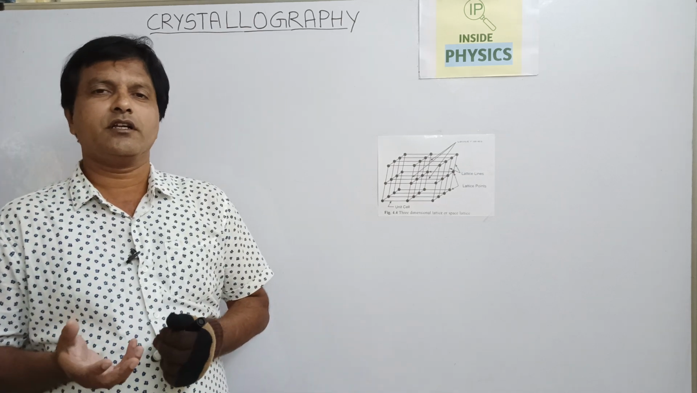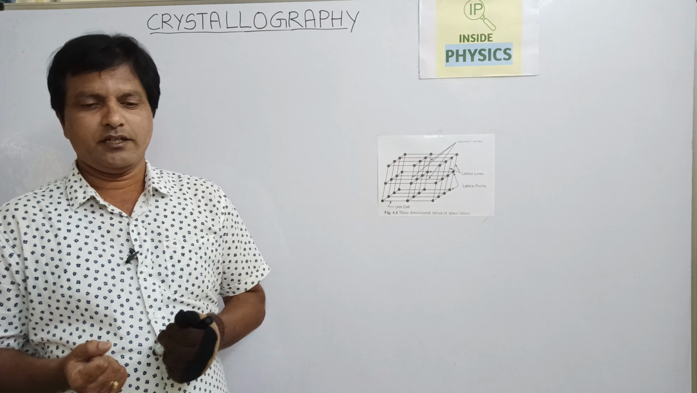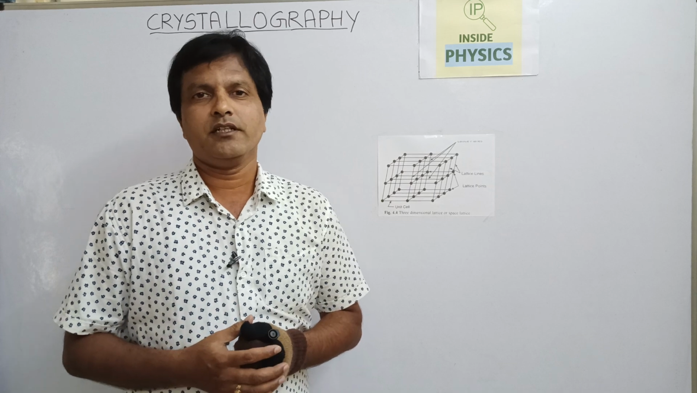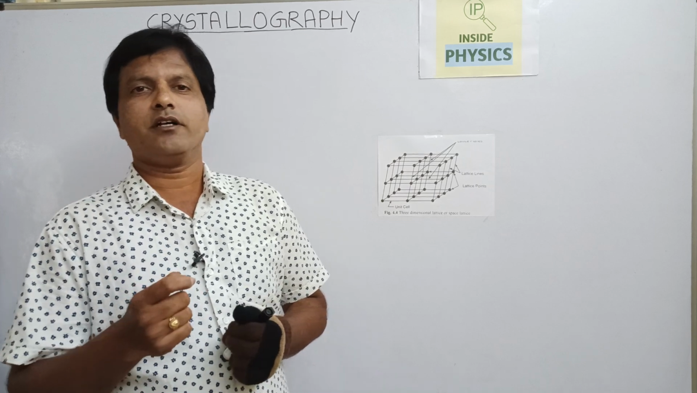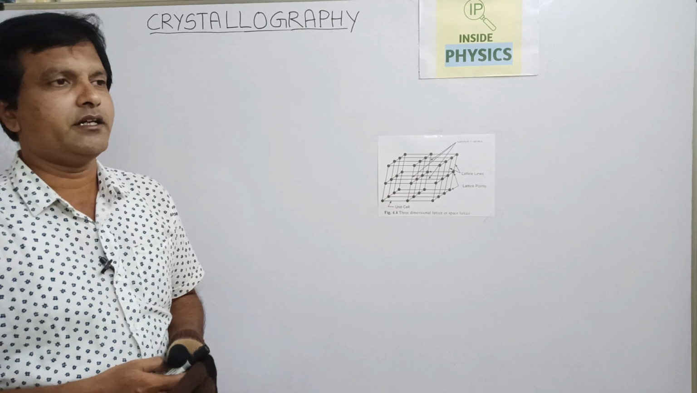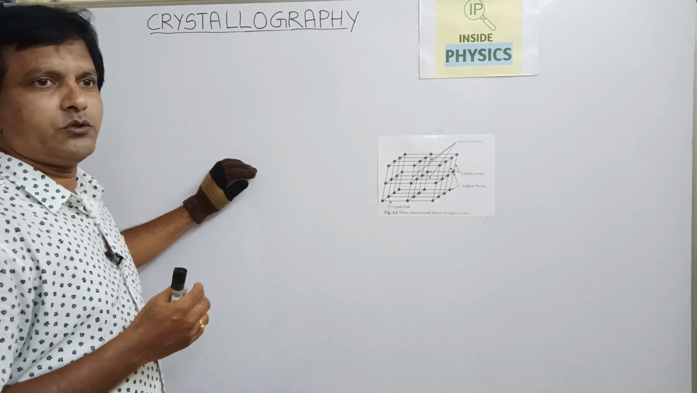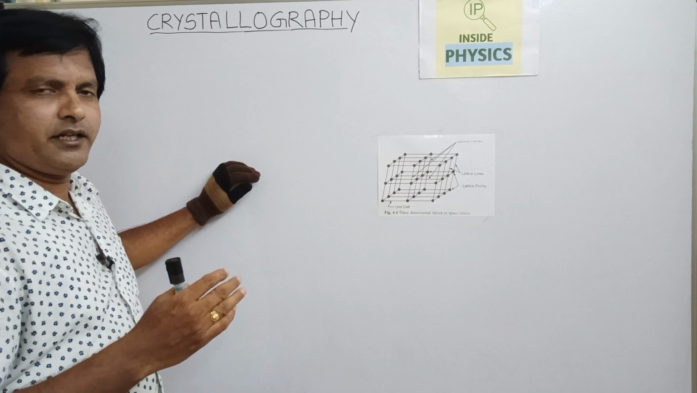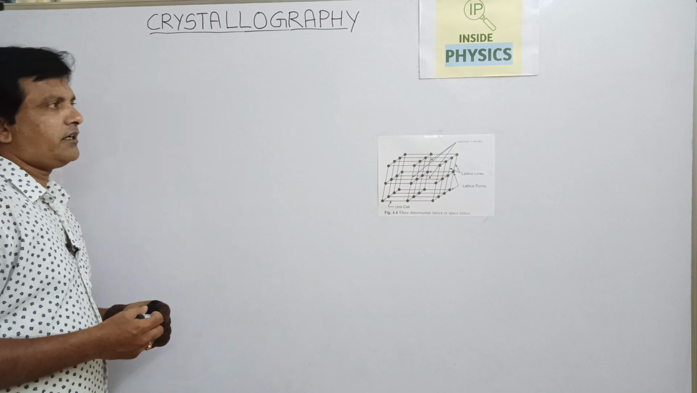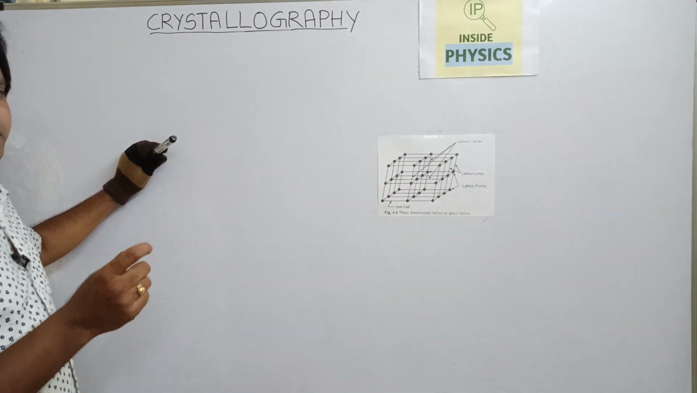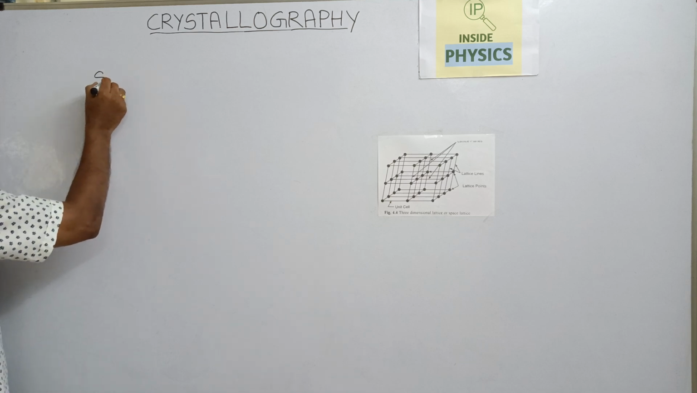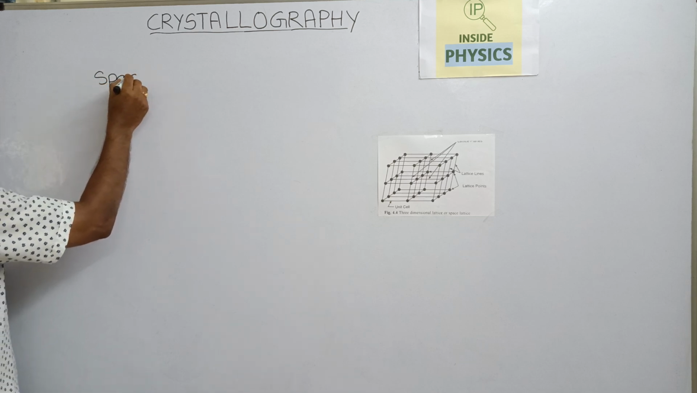Nowadays solids are called crystals, and we know that crystals have a definite shape and a periodic arrangement of atoms. So it is a regular, definite shape, and the whole structure together forms a periodic arrangement. There is a term called space lattice, and we will see the importance of space lattice.